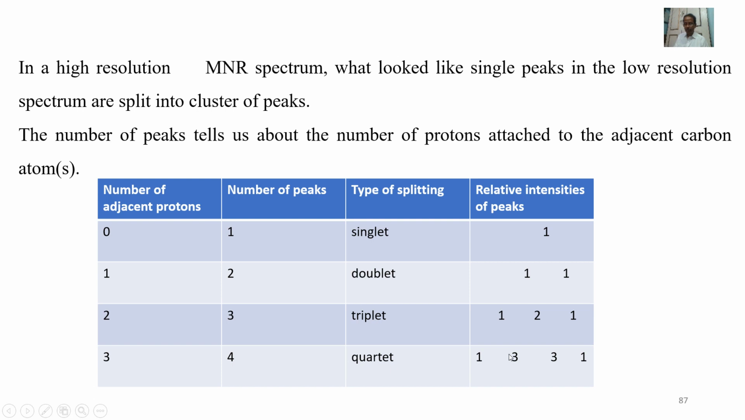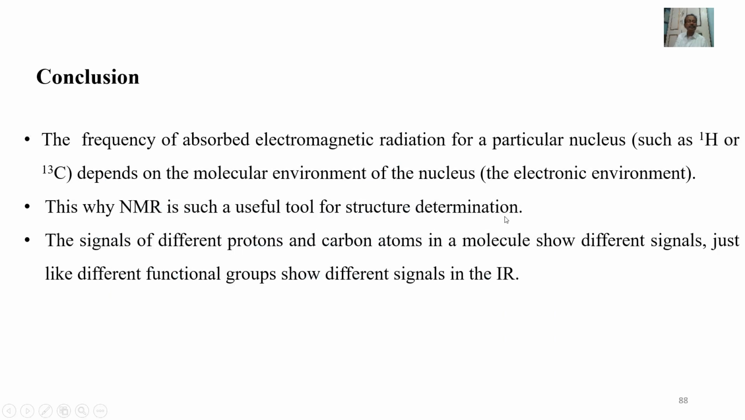Conclusion. The frequency of the observed electromagnetic radiation for a particular nucleus, such as proton or carbon-13, depends on the molecular environment of the nucleus, that is, the electronic environment. This is why NMR is such a wonderful tool for structure determination. The signals of different protons and carbon atoms in the molecule show different signals, just like different functional groups show different signals in the IR spectrum.